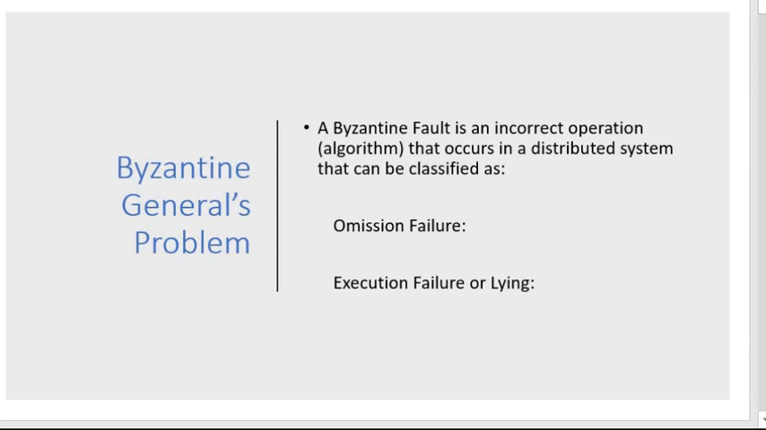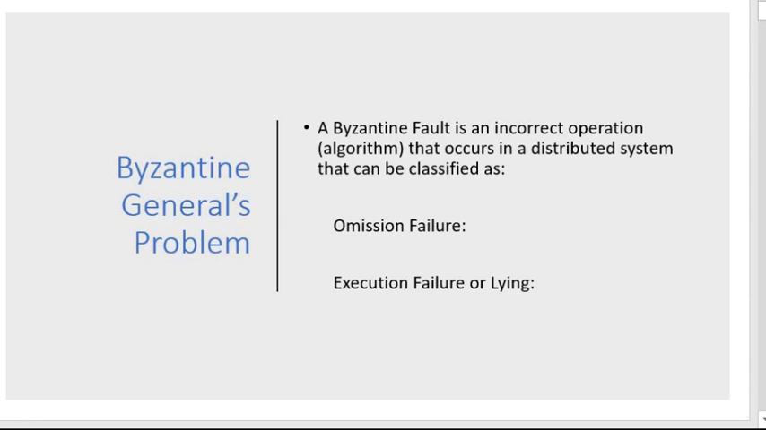Now we are going to discuss the Byzantine generals problem. A Byzantine fault is an incorrect operation that occurs in a distributed system. Omission failure: what is meant by omission failure? Failing to respond to a request or not receiving a request at all. This all comes under omission failure. What is meant by execution failure or lying? A failure due to sending incorrect data or corrupting the local state. These all come under execution failure.